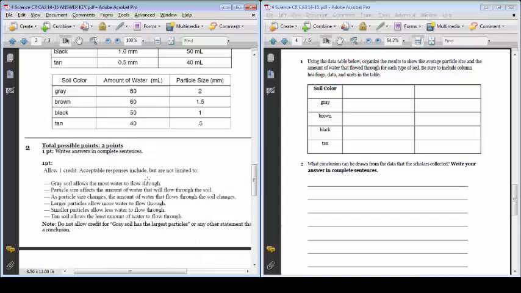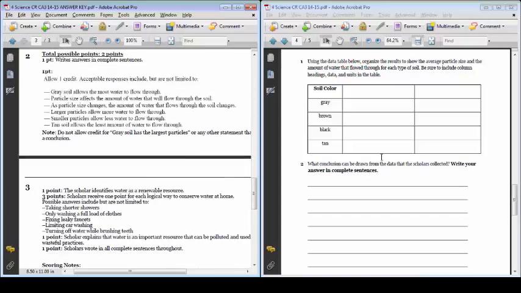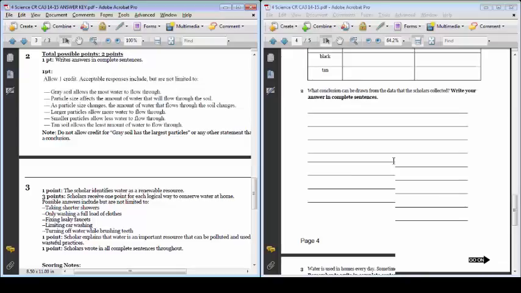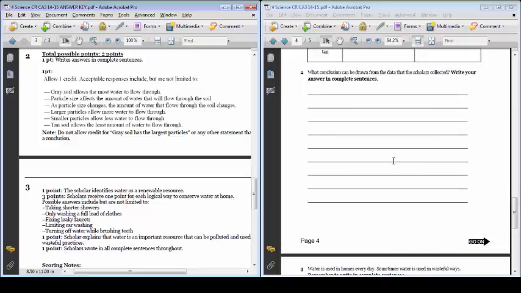All right, as we go down to number 2, number 2 asks scholars to draw a conclusion that can be drawn from the data and to write their answers in complete sentences. It's worth 2 points because they get 1 point for a correct conclusion, and then they get 1 point if they wrote it in a complete sentence. For example, their conclusion can be, gray soil allows the most water to flow through. That can be a simple conclusion, and it's written in a complete sentence. That would be the full 2 points.